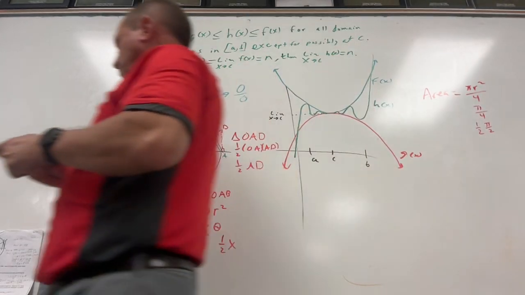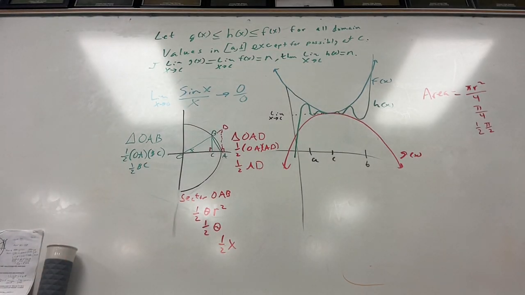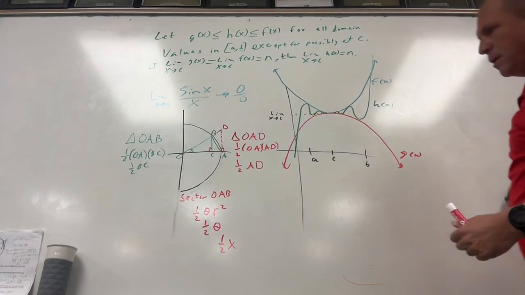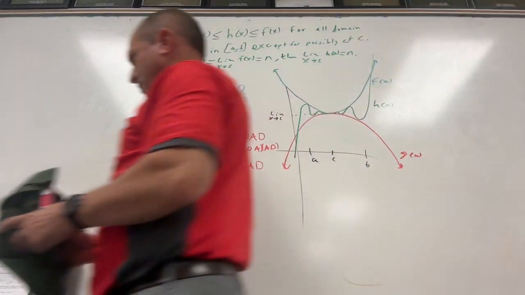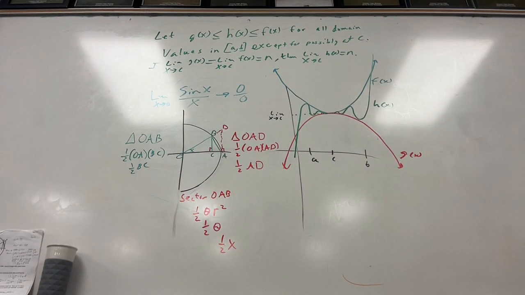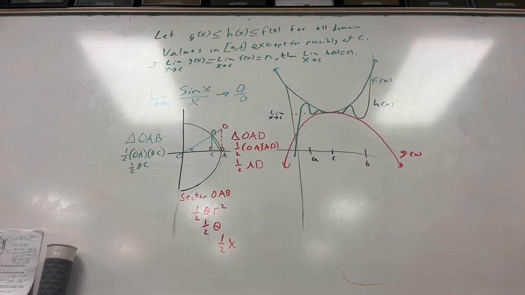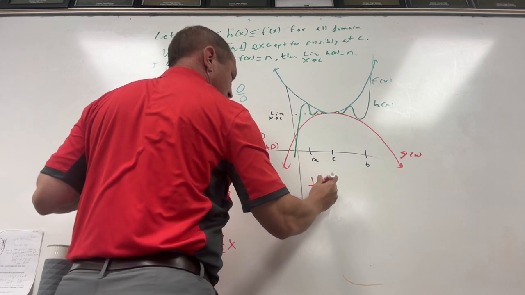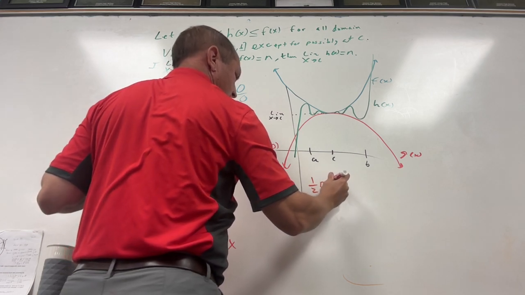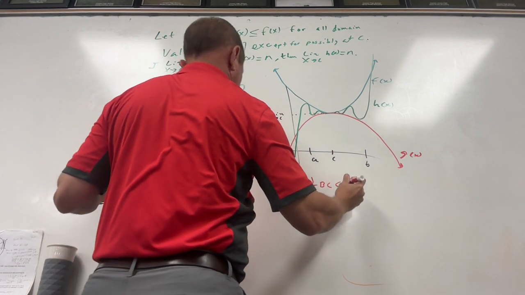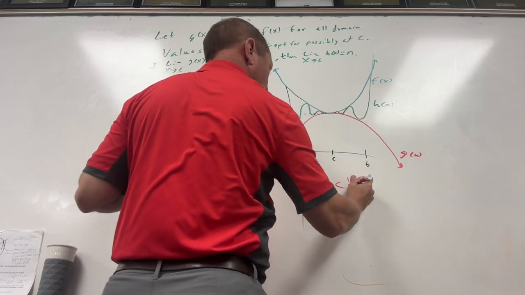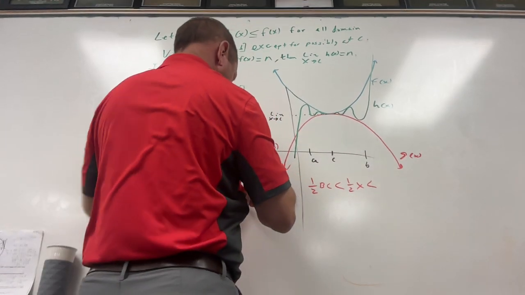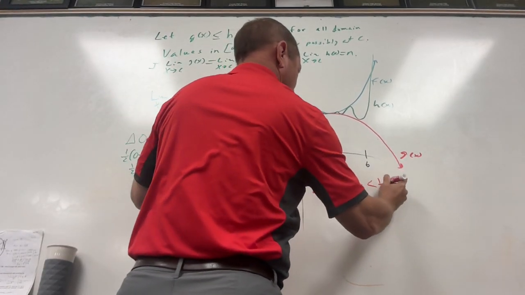So, let's move on from there. That is the area inside of a sector. So, here is my statement. I know that 1/2 BC is less than 1/2 x, which is less than 1/2 AD.